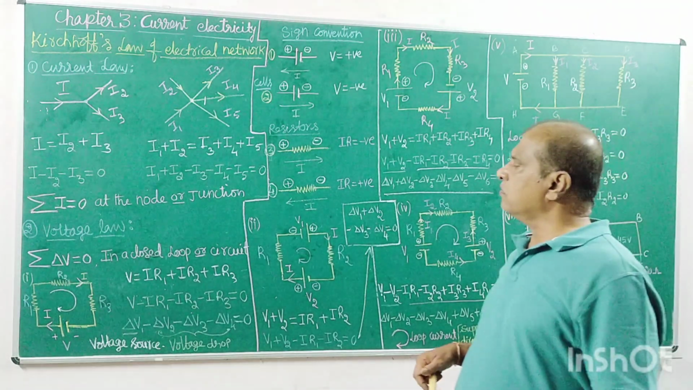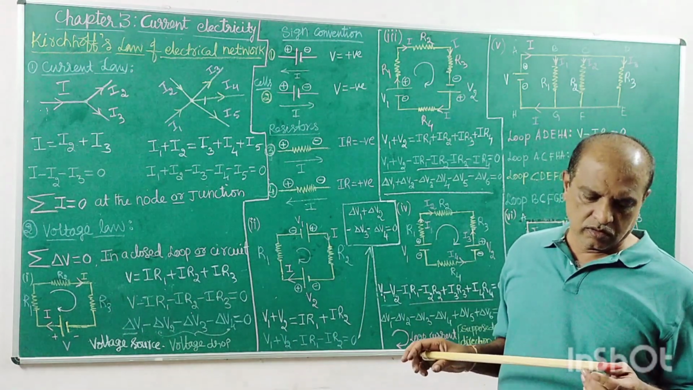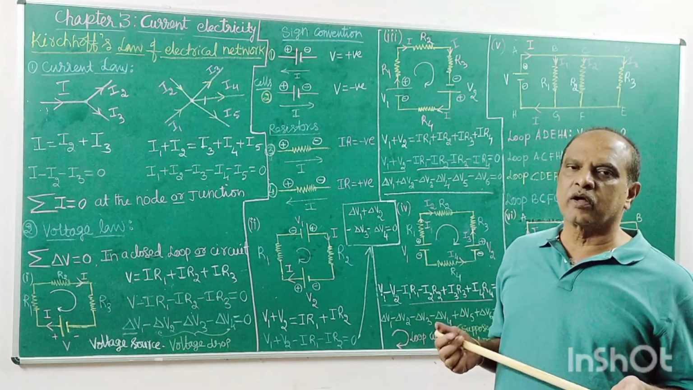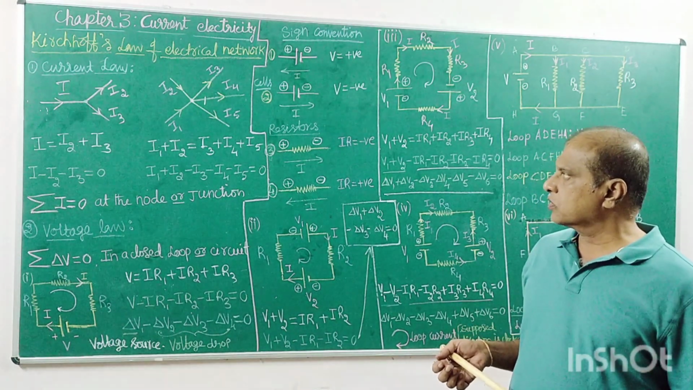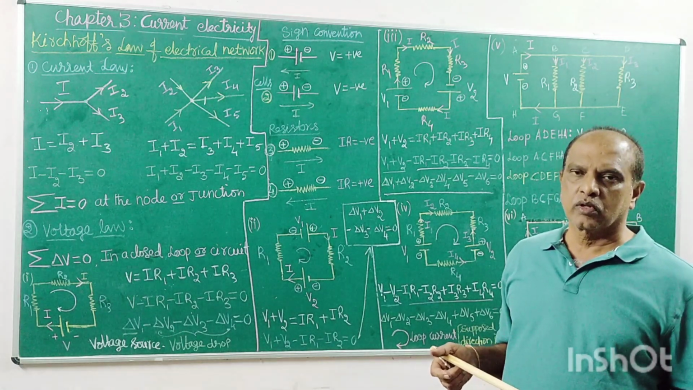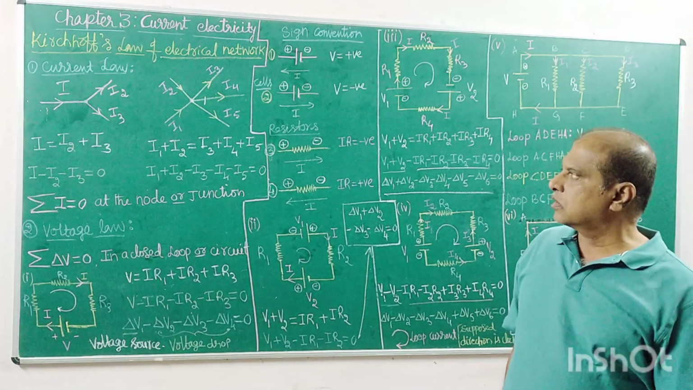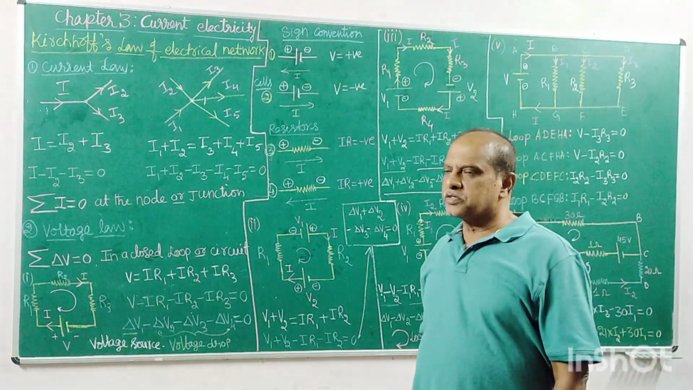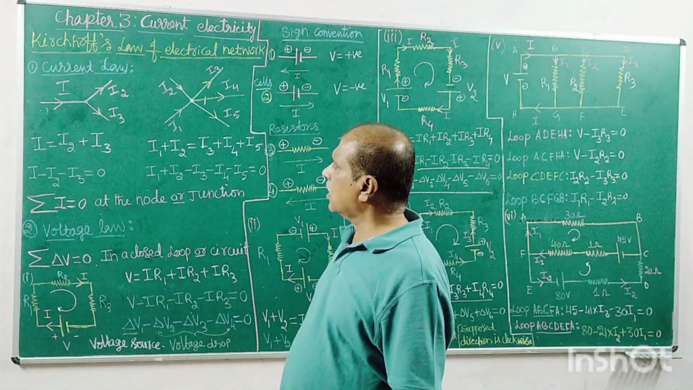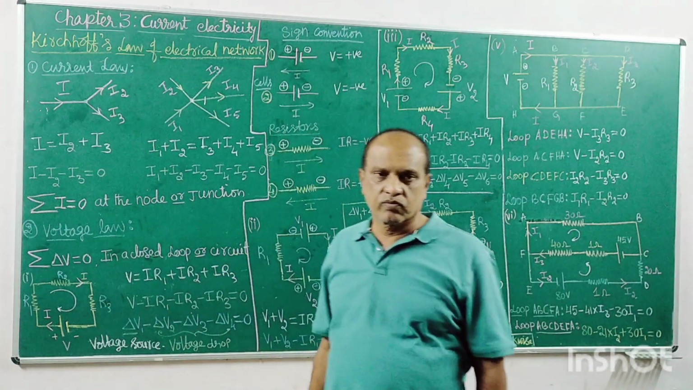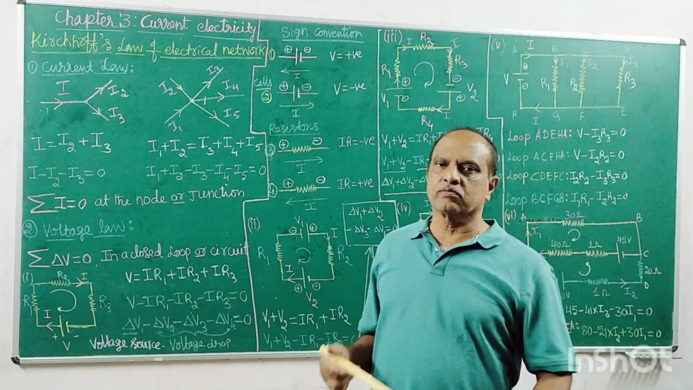What is current law? Current law means in the electrical networks, we come across a number of junctions or nodes. What is a junction? A junction is a point at which a number of conductors are joined, and at the junction, through some conductors current is entering the junction, through some other conductors current is leaving the junction.